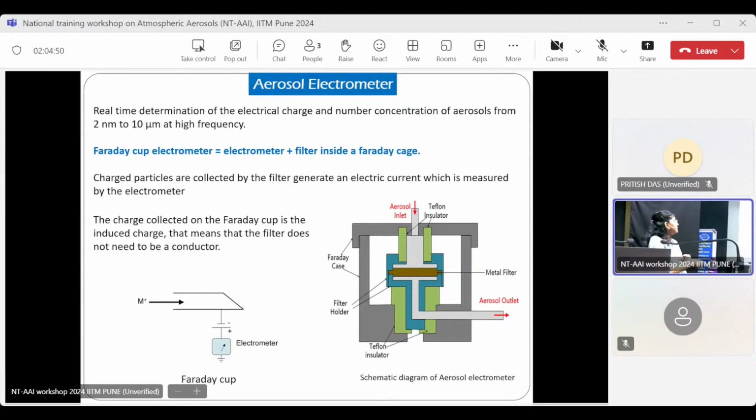So using this electrometer, you can get the total charge carried by the particles. You cannot segregate them, because it is just a cup. Whatever particles are coming inside that cup, they will be counted for their charge.